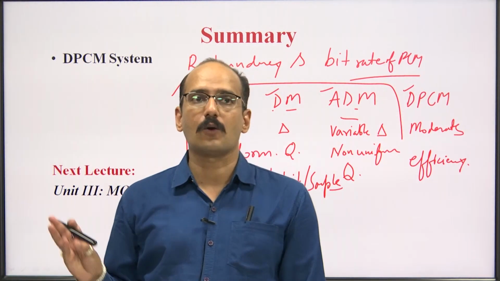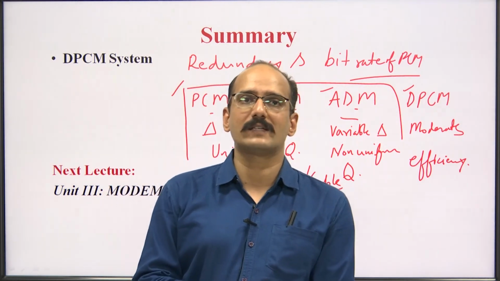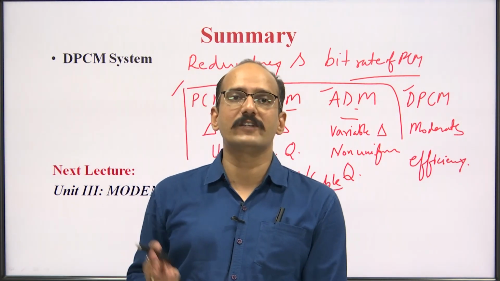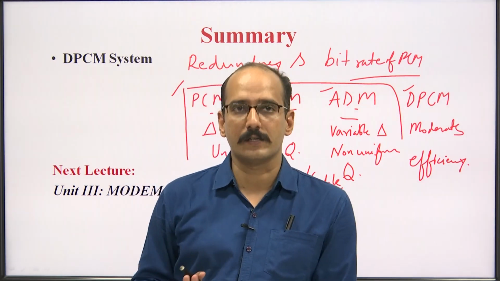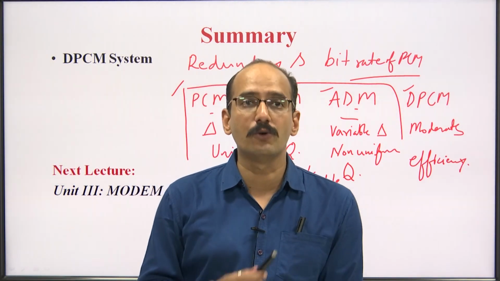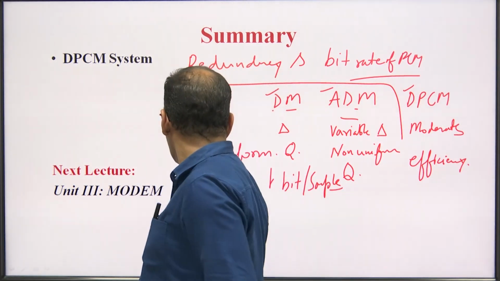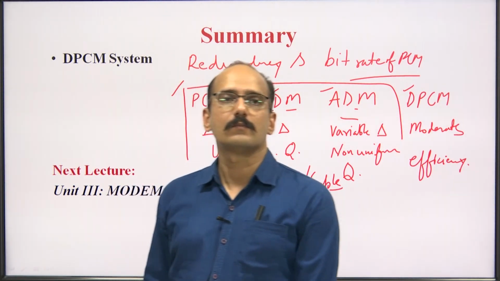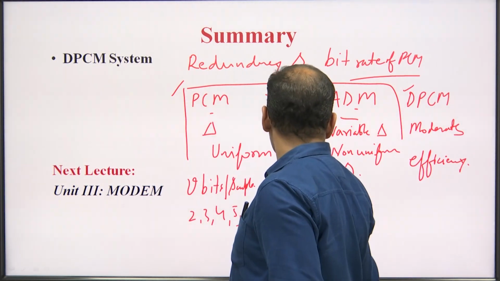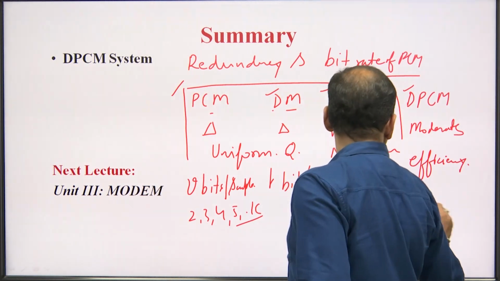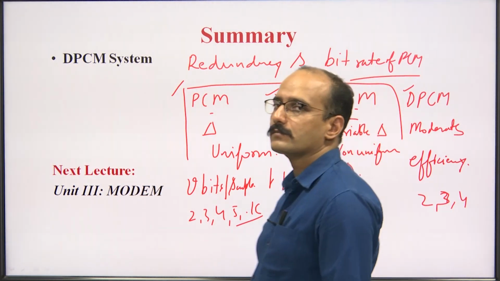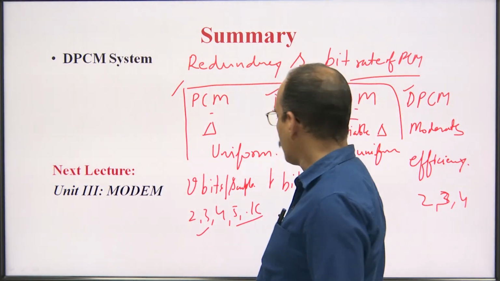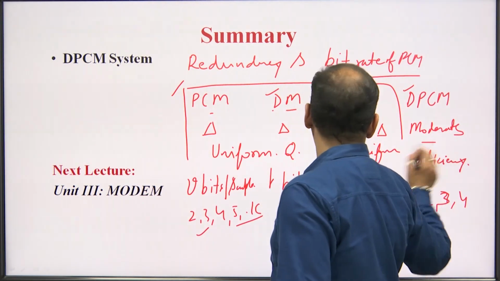So, the first parameter is complexity, meaning PCM is quite complex, while DM, ADM and DPCM are quite simple. When we talk about efficiency, DPCM has the highest efficiency. When we talk about the number of bits used by the system, PCM uses 2, 3, 4, 5 or 16 bits, whereas ADM and DM use only 1 bit, but DPCM uses 2, 3 or 4 bits only. Similarly, the bandwidth requirement is also maximum for PCM, minimum for DM and ADM, and moderate for DPCM.